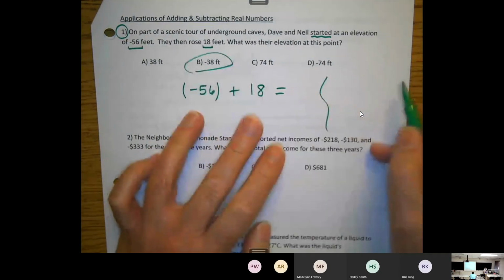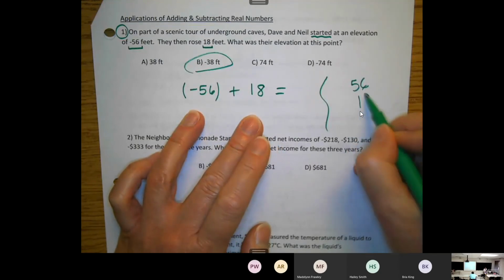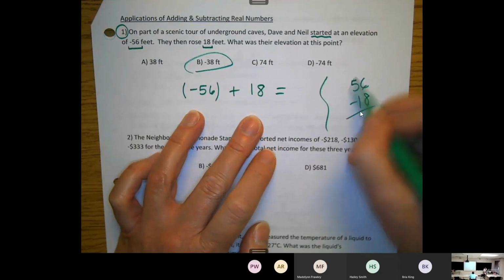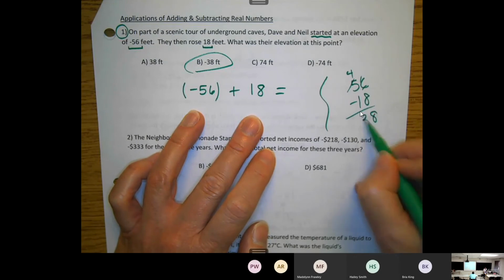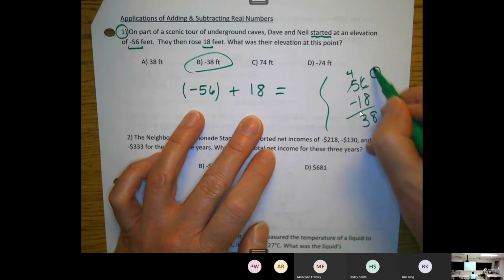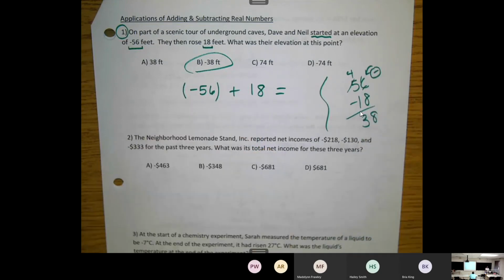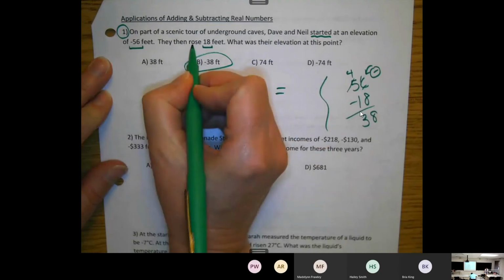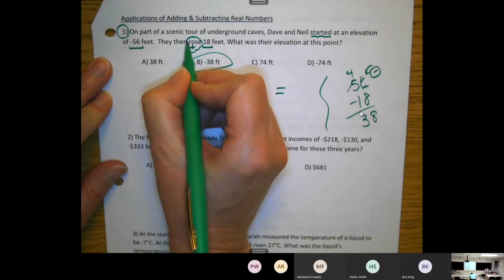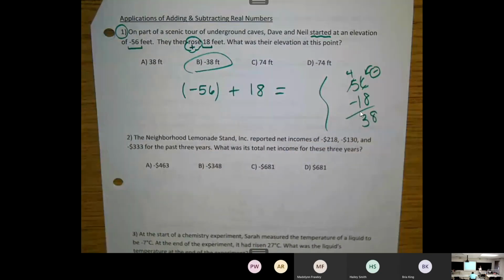Negative 38 sounding good? The signs were opposite, so we end up going over on the side and subtracting. We need to do a little bit of borrowing to carry it out. Negative 38 sounds great. So again, we knew to add because of the word rose right there. Anything we can help with on number 1? Why don't you see what you think about number 2?